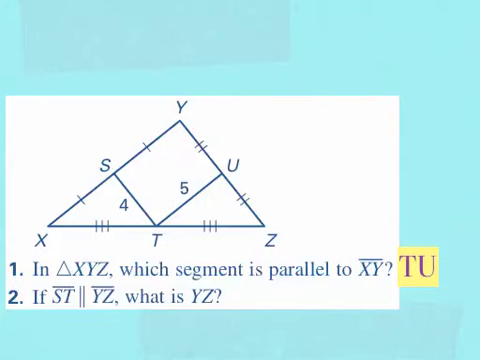Number 2 says, if ST is parallel to YZ, what is YZ? ST is a midsegment with a length of 4. YZ is the side that is opposite of it. So we know that YZ would have to be double the length of the midsegment ST, which means that YZ is going to measure 8.